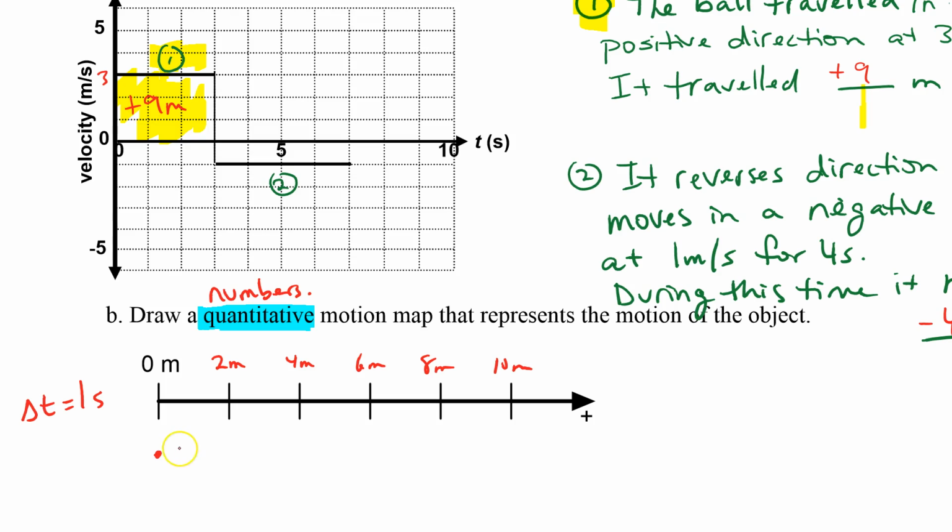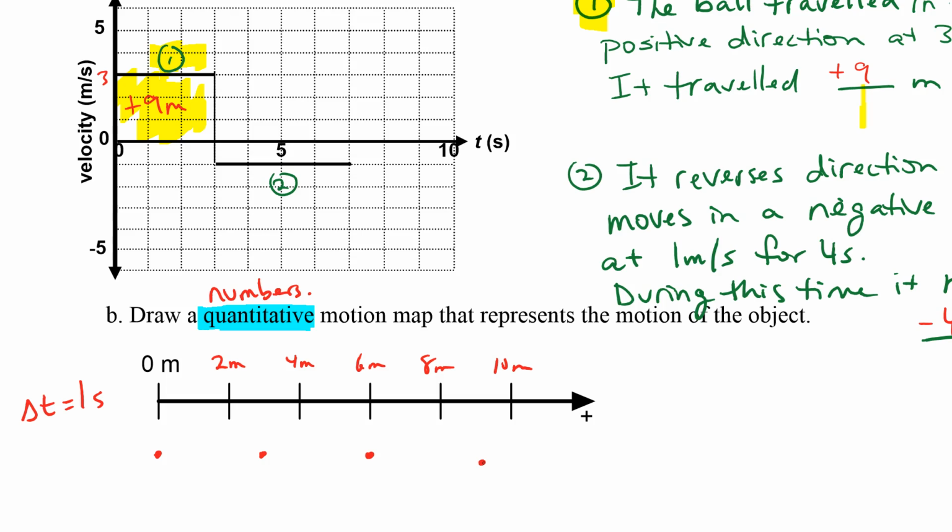So, okay. That means 1 second later, I'm going 3 meters per second, so I'm at 3 meters. 1 second later, I'm at 6 meters. 1 second later, am I doing this right? 1 second later, I am at 9 meters. And at 9 meters is when I'm going to be changing direction right away.